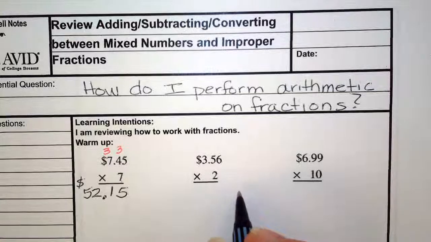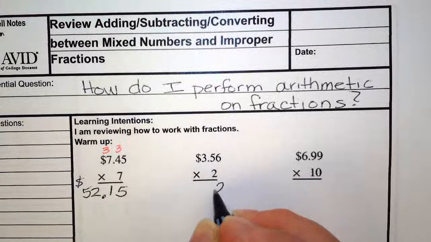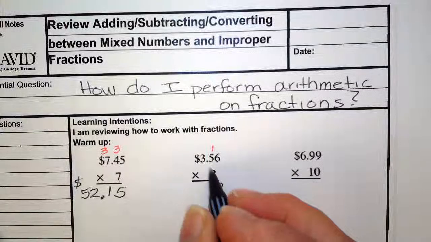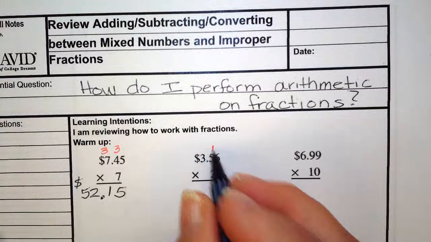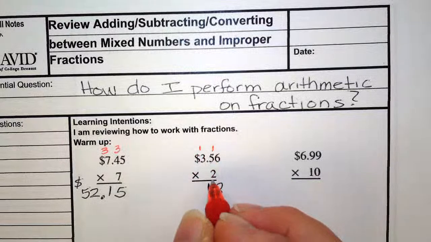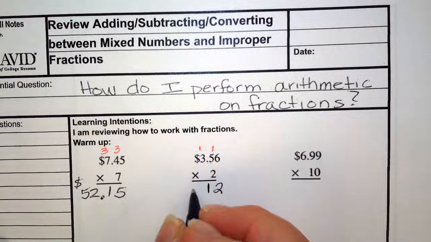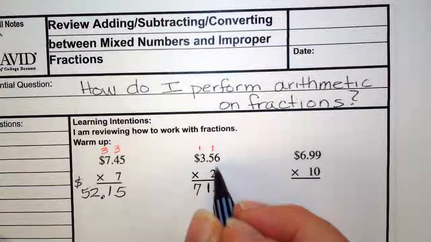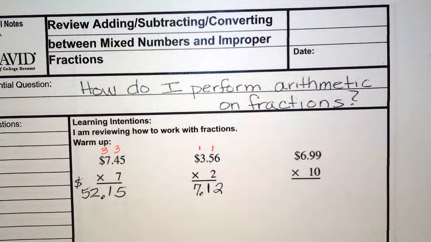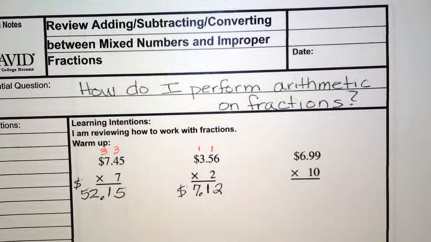Okay, I've got $3.50 and I double it. I multiply by 2. 2 times 6 is 12. Carry the 1. 2 times 5 is 10. 10 plus 1 is 11. Bring the 1 down. Carry the 1. 2 times 3 is 6. 6 plus 1 is 7. I count my decimals. I've got 1, 2 decimals here. Don't forget your dollar sign.